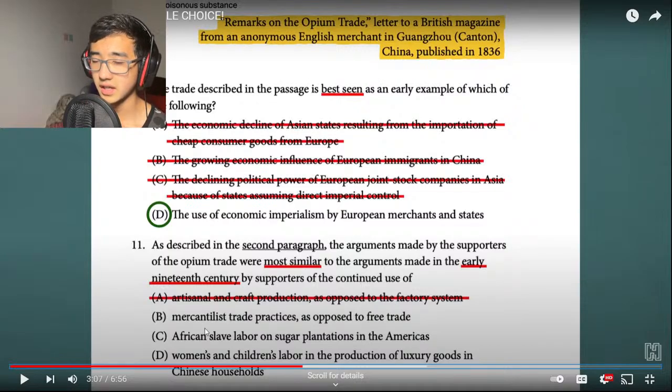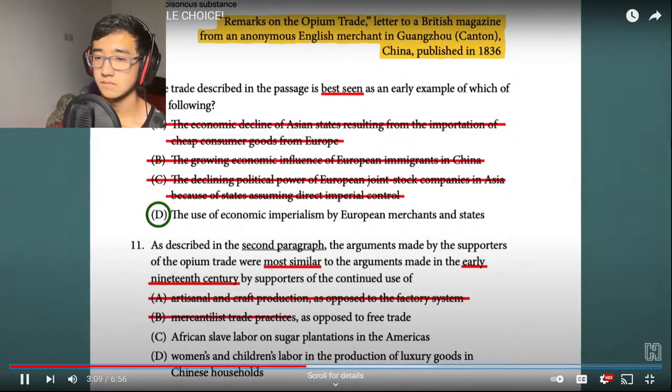African slave labor. Okay, that was definitely immoral, and eventually abolished. Women and children's labor is also immoral in production of luxury goods. But we have to look at the time period. I don't think women's rights was established back then. So I'm thinking maybe C. Time period, but it's not immoral.